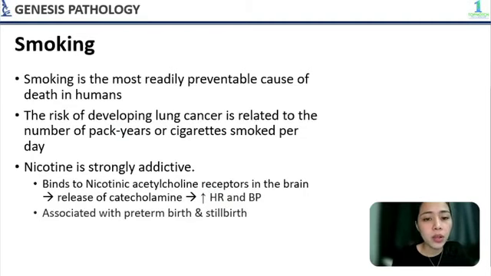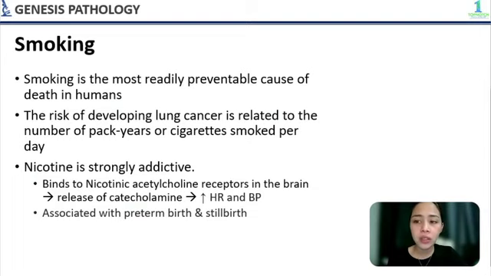Next, tobacco and smoke. So smoking is the most readily preventable cause of death in humans. The risk of developing lung cancer is related to the number of pack years or cigarettes smoked per year. Importante din i-note natin that the use of tobacco products not only creates a personal risk, but also to the person who is exposed to the secondhand smoke.